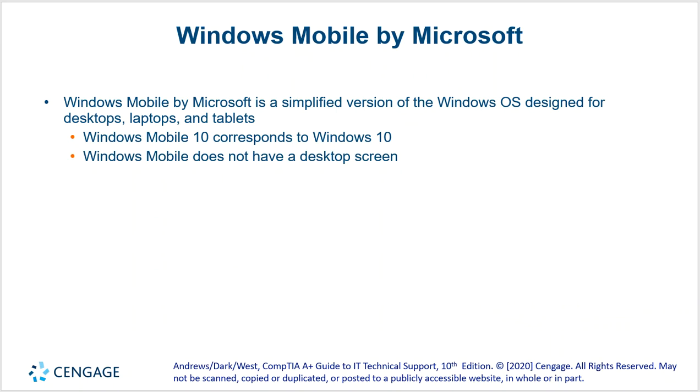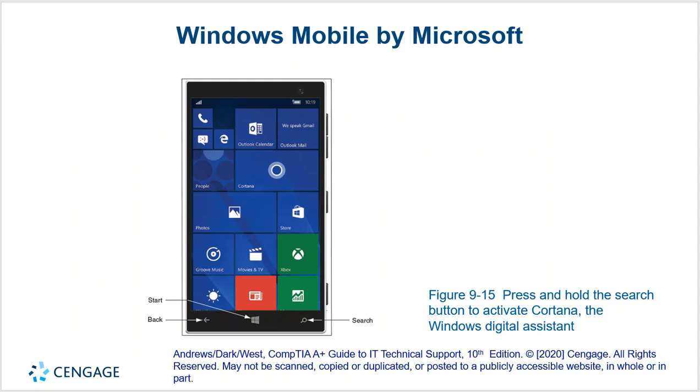Alright, now let's talk about Windows Mobile. Windows Mobile by Microsoft is a simplified version of Windows OS designed for desktops, laptops and tablets. Okay, they want to get everybody using Windows 10, so have things across many devices, people getting used to it. Windows Mobile does not have a desktop screen, but this is how it's set up with its tiles.